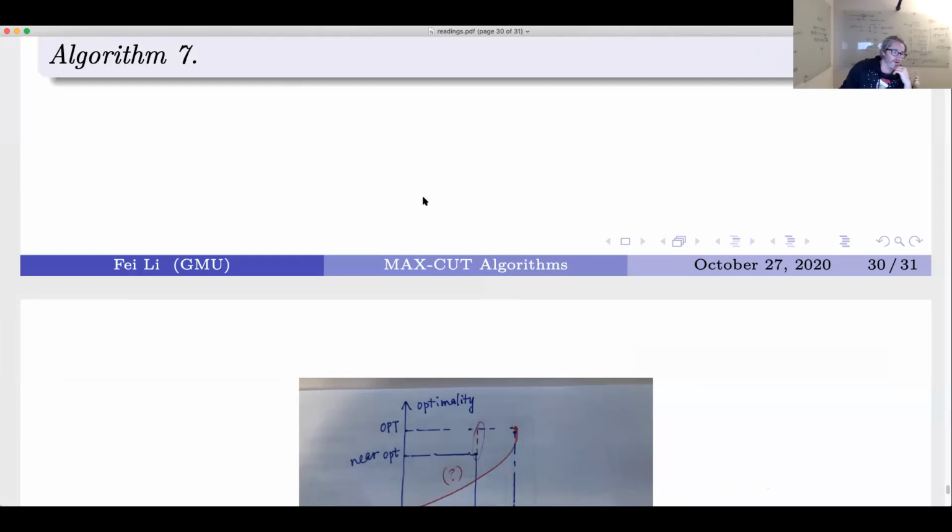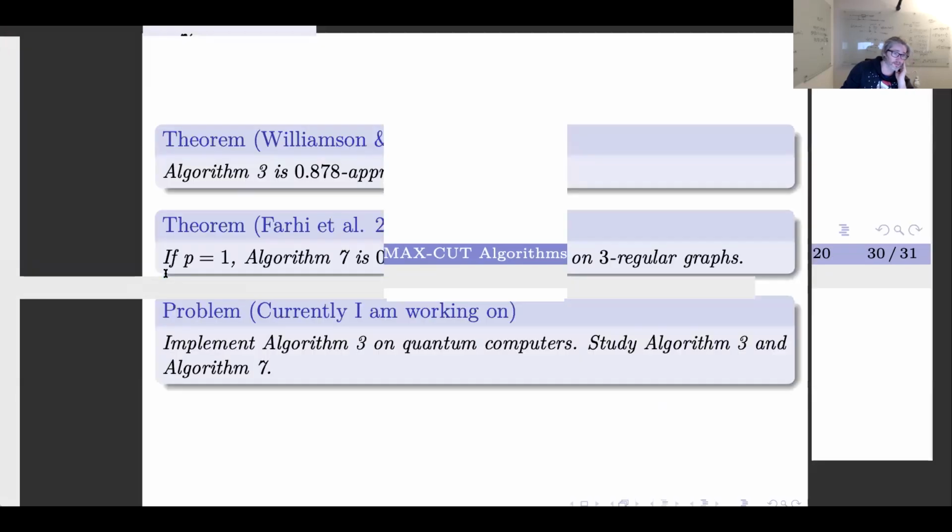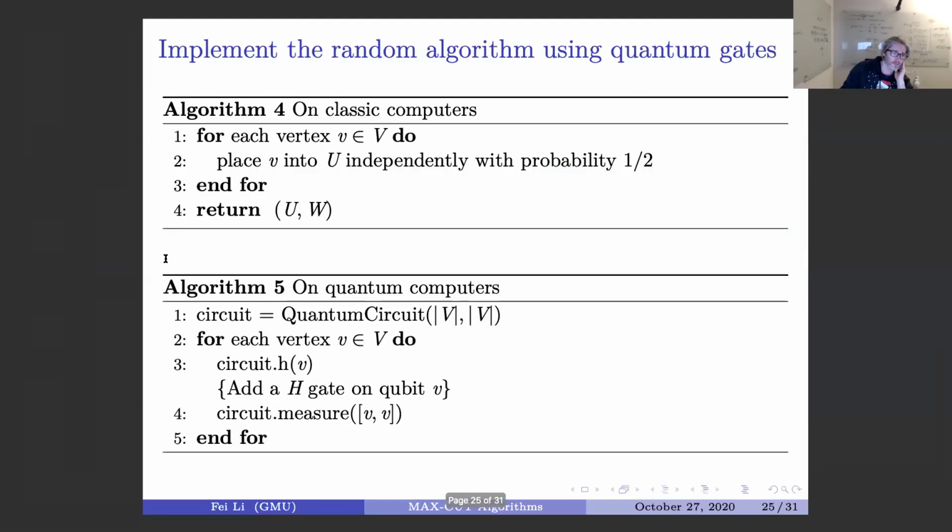Faye, can you go back a few slides to where you did what you thought was the trivial quantum algorithm? This one, right? Yeah, I just wanted to take a look. Why is it that this doesn't end up working exactly like the classical algorithm?